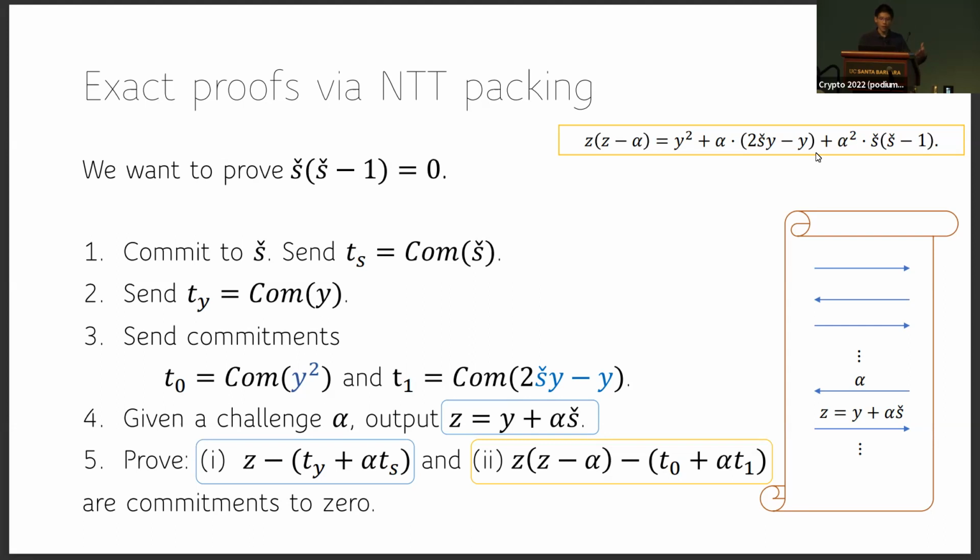So we want to prove that the quadratic term in Z times (Z minus alpha) vanishes. And to do that, we prove that Z times (Z minus alpha) minus (T0 plus alpha T1) is a commitment to 0. So this is a brief overview of the product proof.